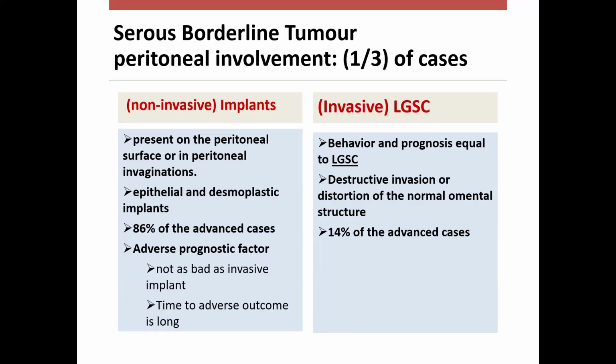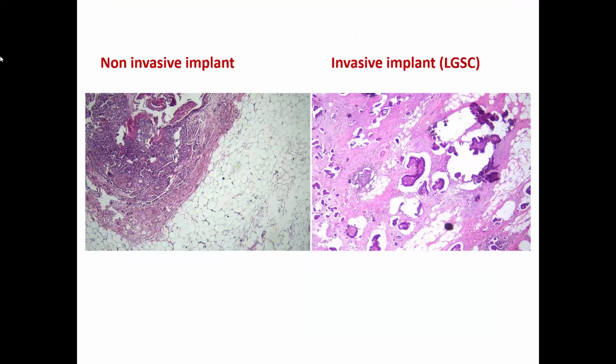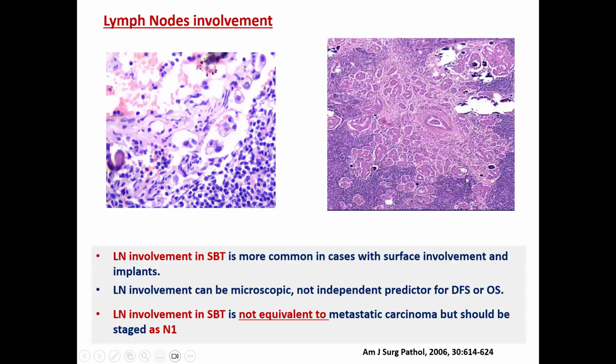And this has the destructive invasion and distortion of the normal omental tissue, and this is only seen in 14% of the advanced cases. So it's rare. Here is the non-invasive implant, and here is the invasive implant with destruction of the omental fat by tumor tissue.